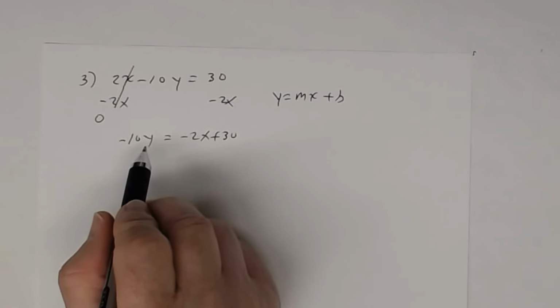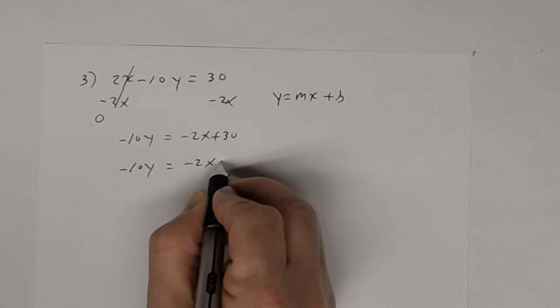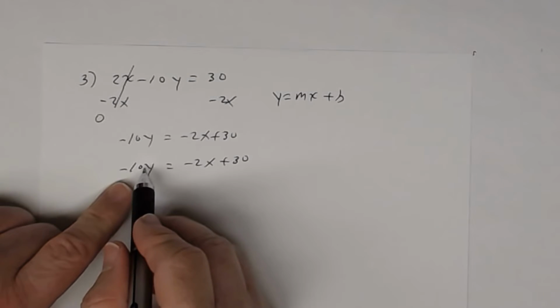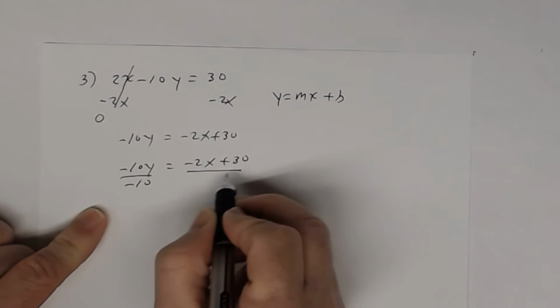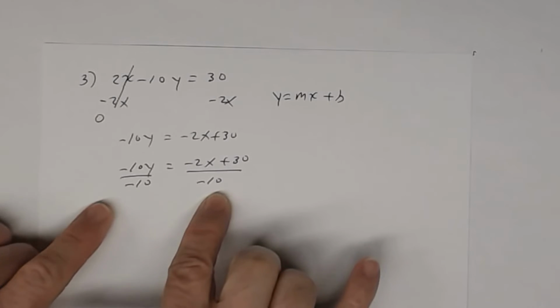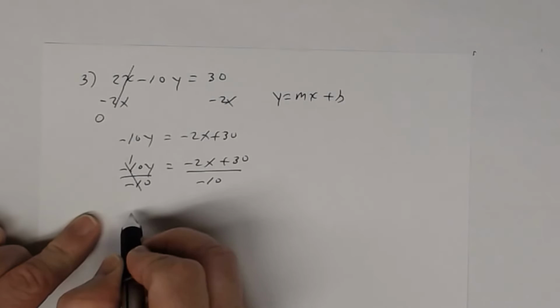All right, now the next thing you're going to do is to get y by itself, right? So I'm going to go ahead and rewrite this over. And when I do that, I need to get y by itself. So right now, y is multiplied by negative 10, the opposite is to divide both sides by negative 10. So it looks just like this, okay? Now let's reduce. Negative 10 divided by negative 10 is 1. 1 times y is y.